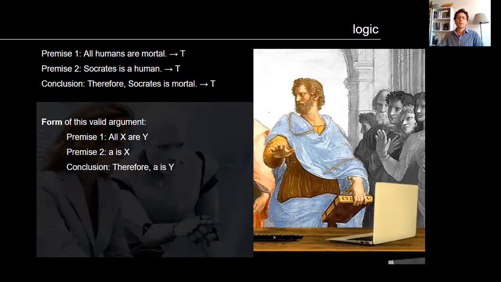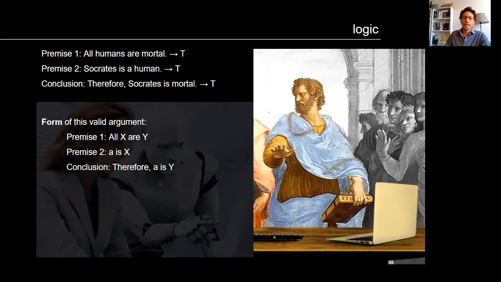Look at this form. Forms include these parameters, as you can see in the bottom left-hand corner. Here you see the parameters x and y and the lowercase letter a as the constant, and we have converted the valid argument on the top left corner into almost a ciphered sentence: all x are y, a is x, therefore a is y. So I replaced human, mortal, and Socrates in the previous argument with x, y, and a, and I reached the form.